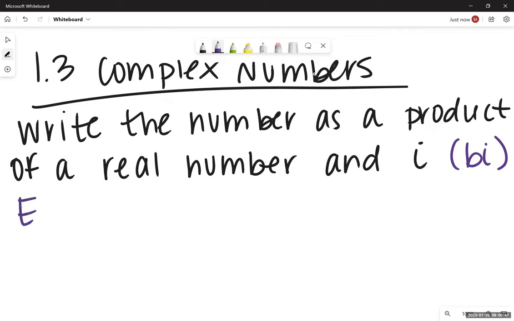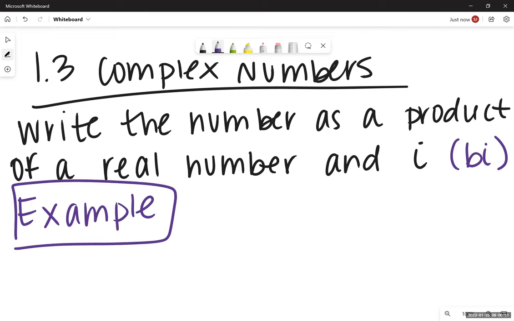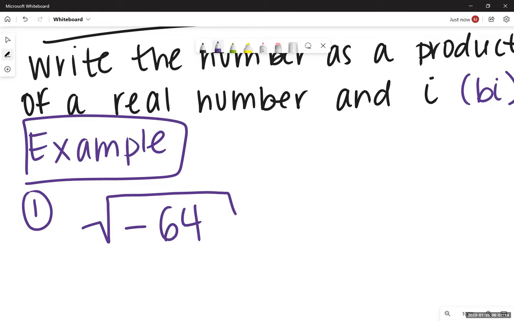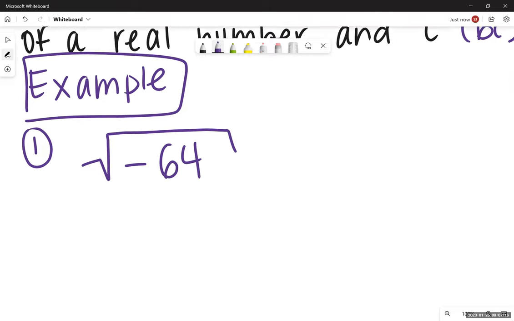And then we're going to do two examples. Okay, for the first example, what we have is if we were to do the square root of a negative, this one is super easy just so you understand the concept of what's happening. If you have your calculators, it's fine. If not, I think everyone might just be able to do this by inspection.